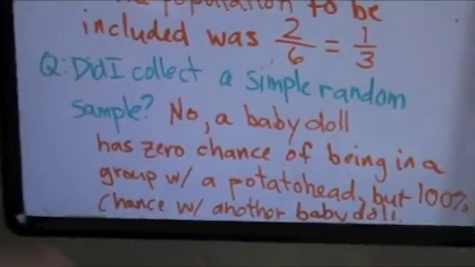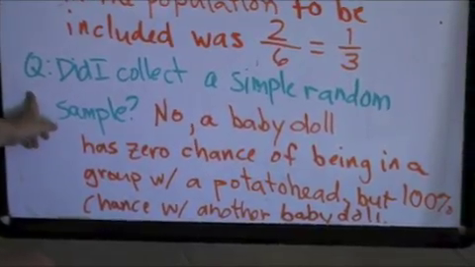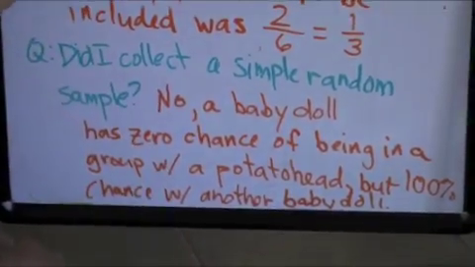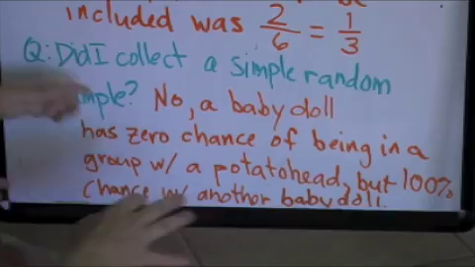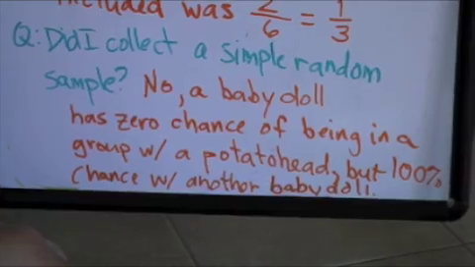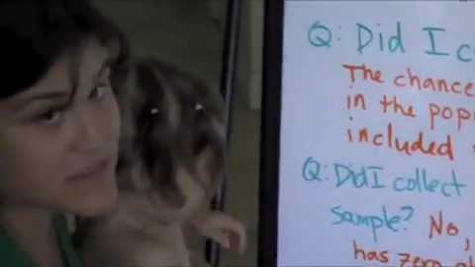And we know that we didn't collect a simple random sample because every group has to have the same chance of being included. And in this case, a baby doll had no chance of being in a group with a potato head, and they had a 100% chance of being in a group with another baby doll. So the probabilities are not exactly the same, so you don't have a simple random sample.